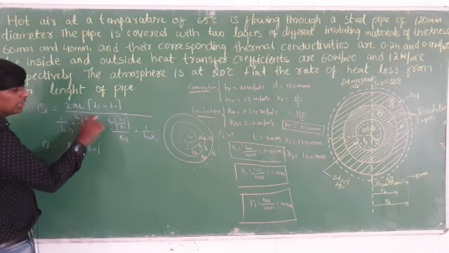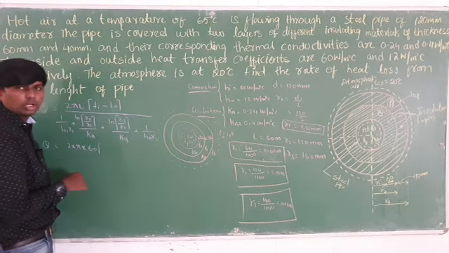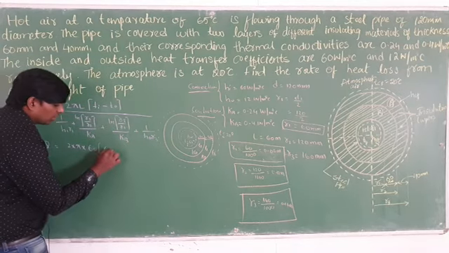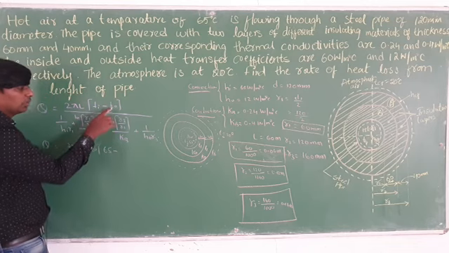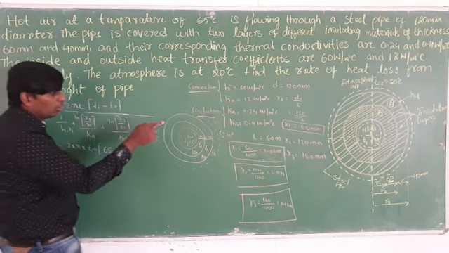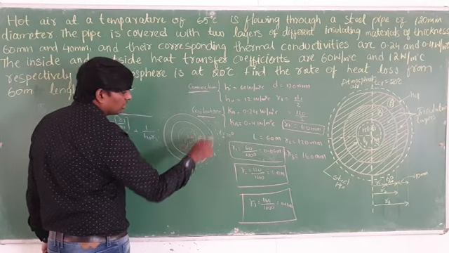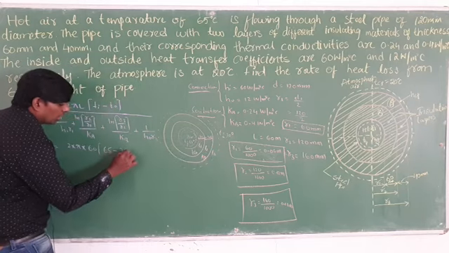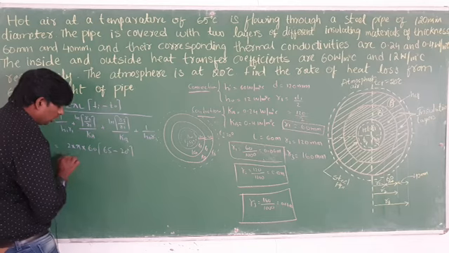Then the initial temperature. Initial temperature is equal to how much? 65. Then the final temperature, which means the outside temperature. Outside temperature is equal to how much? 20 degrees.